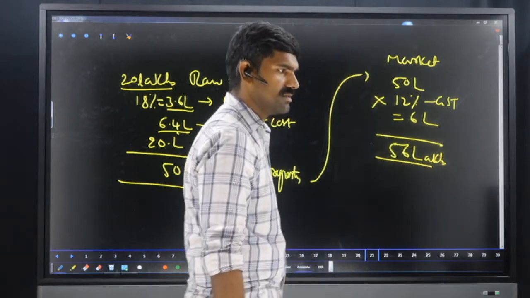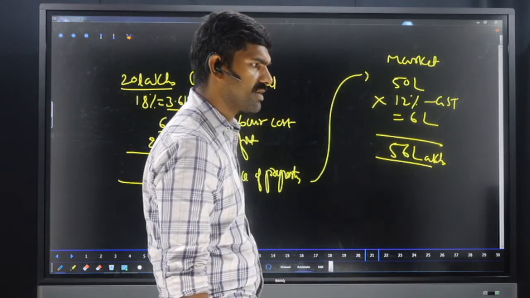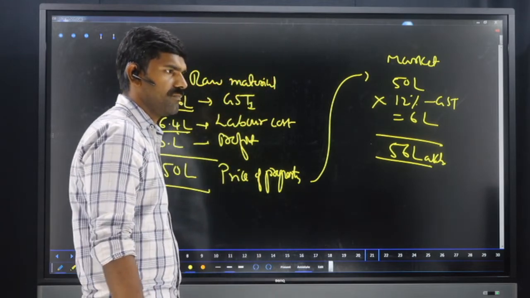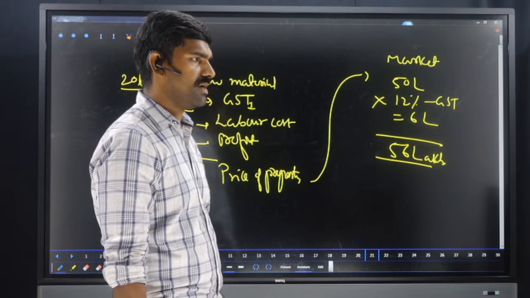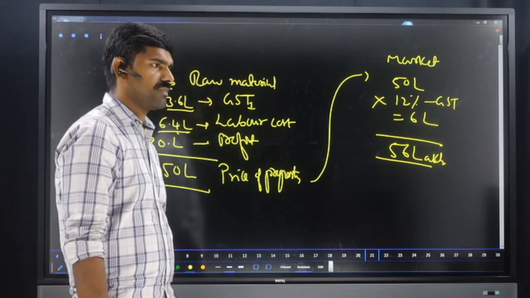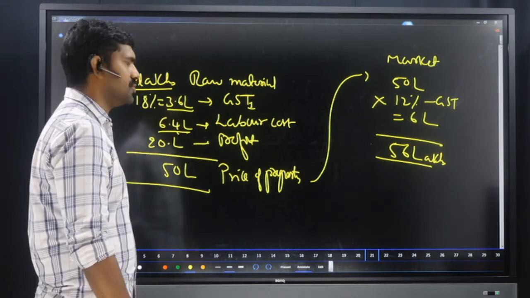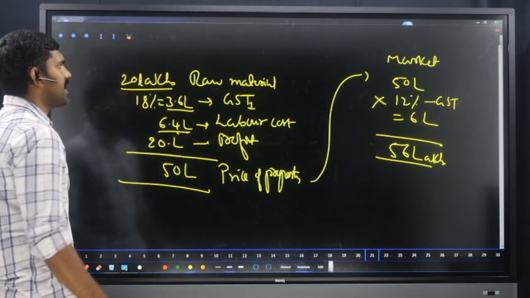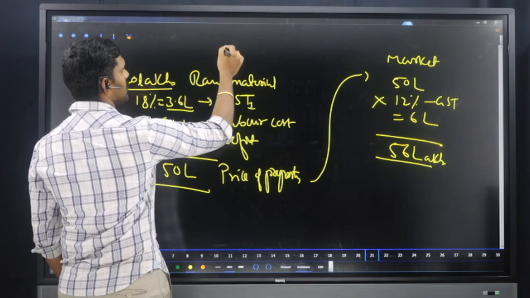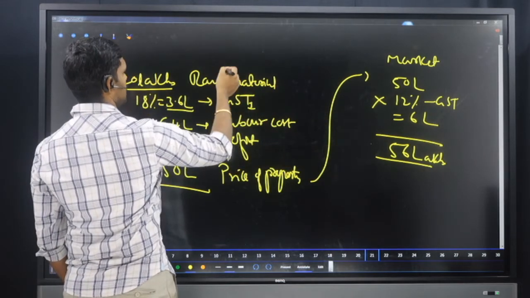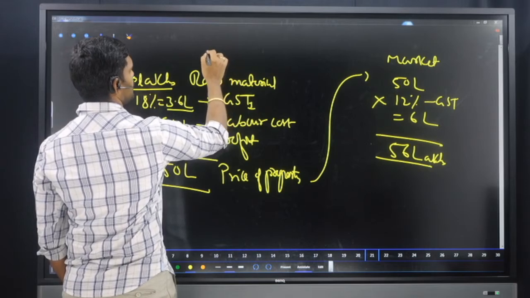56 lakhs. Okay, as there was an interruption with the network, please explain again. Yes, I'm doing that. I'll do a recap, Vishwanath, don't worry. I'll do a recap, Chandu. Now, I'm trying to explain the concept called input tax credit.